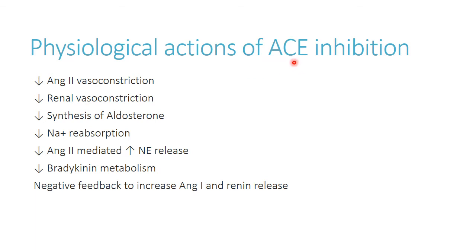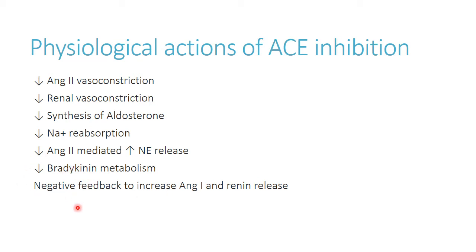So, looking at if we were to inhibit this enzyme, this angiotensin converting enzyme, if we prevent the activities of that enzyme, we can see decreased vasoconstriction. We're going to see decreased renal vasoconstriction, right? We're going to have decreased synthesis of aldosterone, less sodium reabsorption. Again, you can see a little bit of a natriuretic effect there. You have decreased bradykinin metabolism, which is going to be responsible for some of the side effects we'll look at.